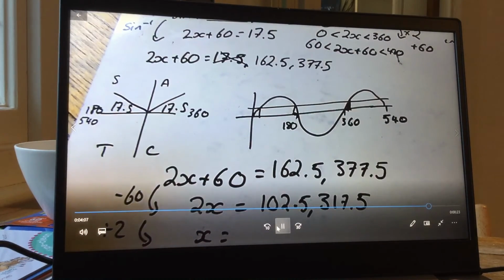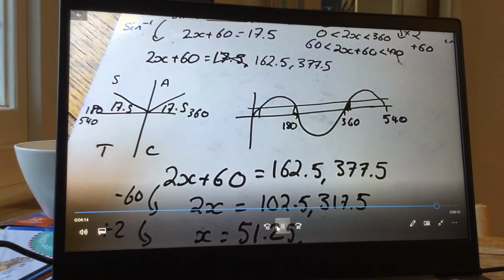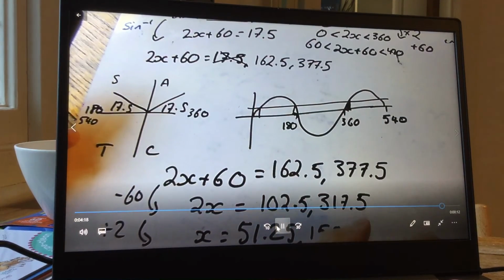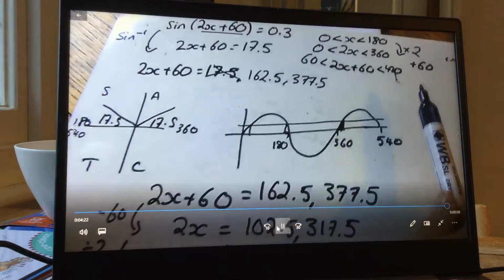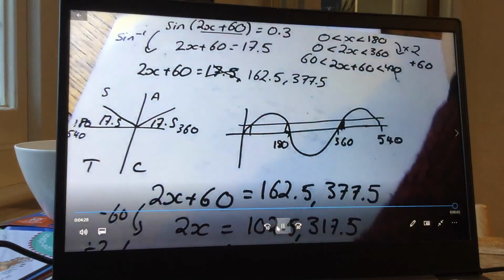51.25, and 317.5 divided by 2, 158.75, and then always just go back to your original bounds, which were x is between 0 and 80, check that everything is all good, which it is. So we have finished. Hope that helped.